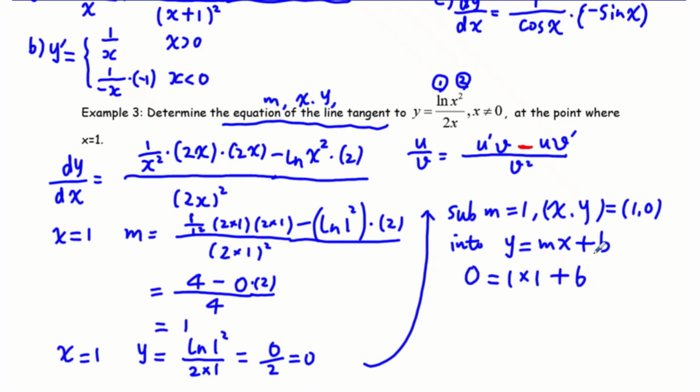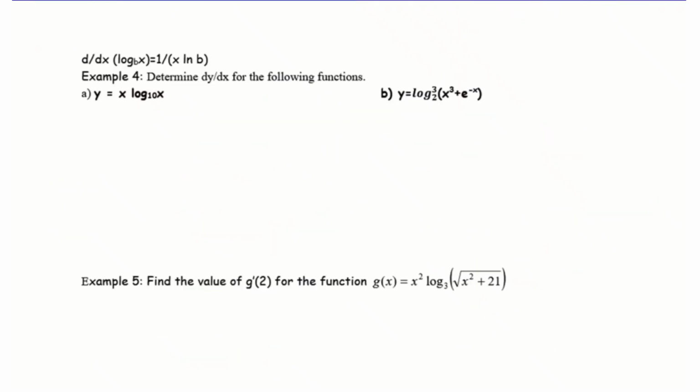In order to isolate b, we want to move the number to the other side. 1 times 1 is 1. Move it to the other side is minus 1. So negative 1 equals b. Then we write a final statement, sub m and b into the equation. So y equals m, which is 1x, then plus b, minus 1. So this is the equation of the tangent line. Then we are going to see more examples.